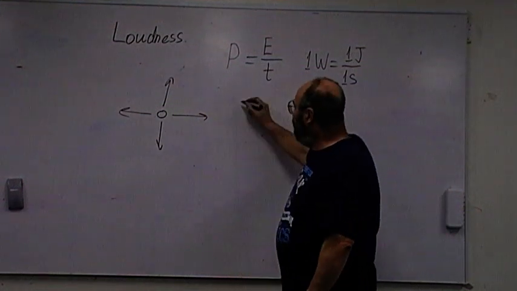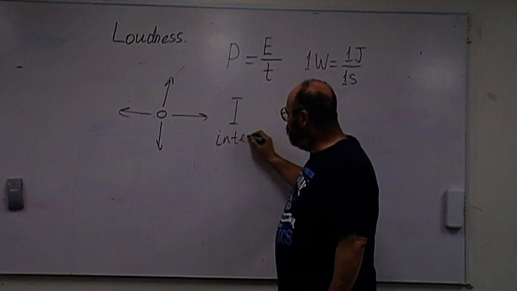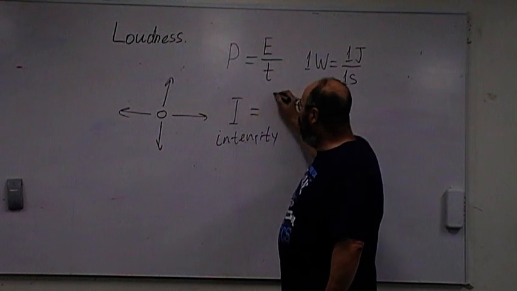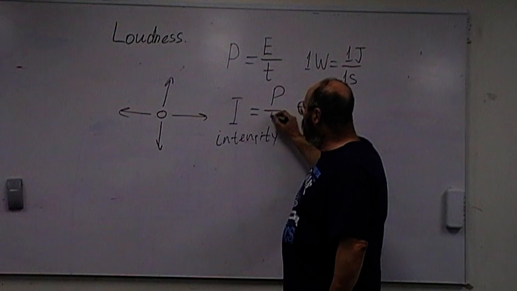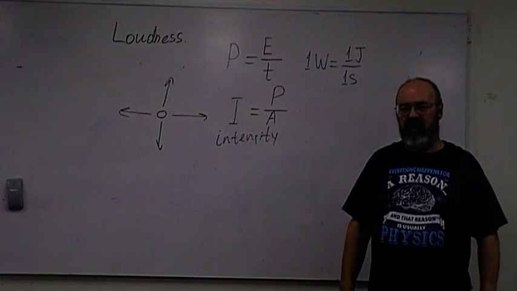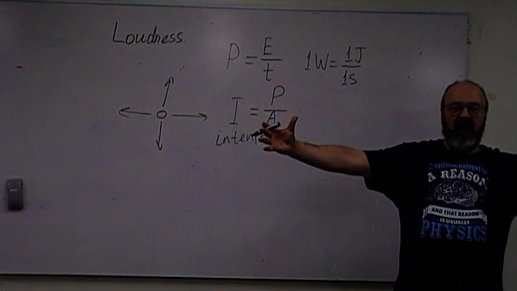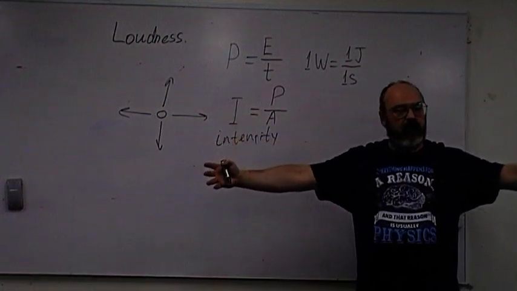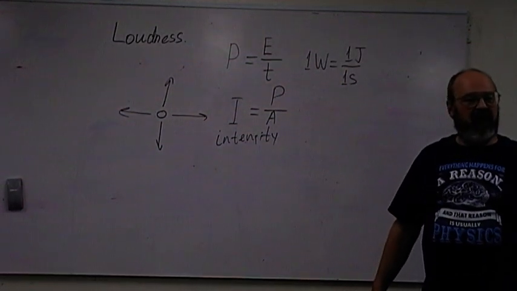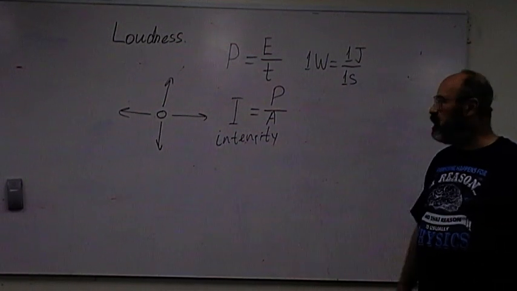Intensity, I. It is how much power falls on a unit of area. It's power divided by area, so power per square meter. When it spreads out, obviously the further away we are from the source of the sound, the more and more area it covers, so it becomes less and less intense. It makes sense.